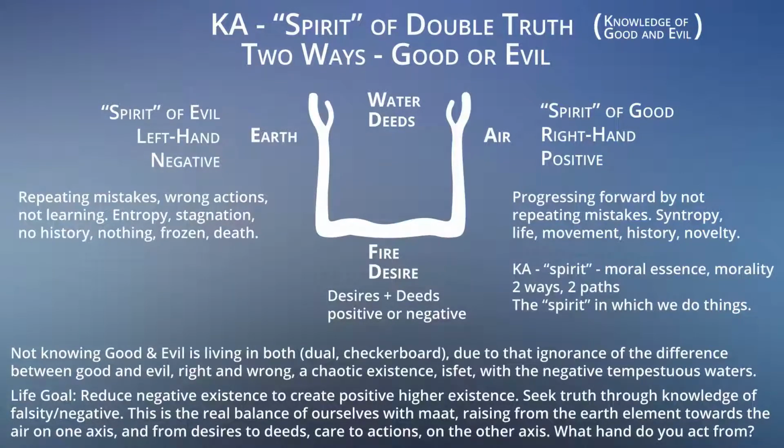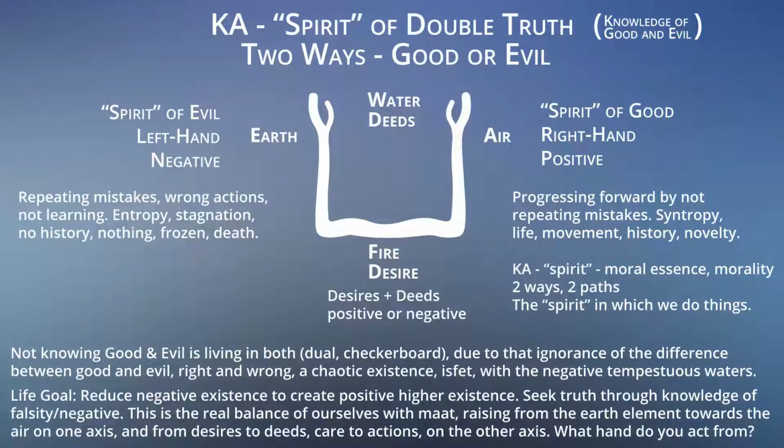stagnating in a cycle, repeating the things over and over. That's entropy. That's stagnation. You're gonna go to death. That's being frozen in time almost. Not literally, because time is still progressing. But when you repeat the same mistakes, you're not progressing in history. You're not progressing in life. You're not moving forward. You're stuck behind.